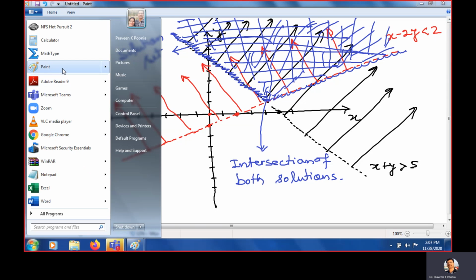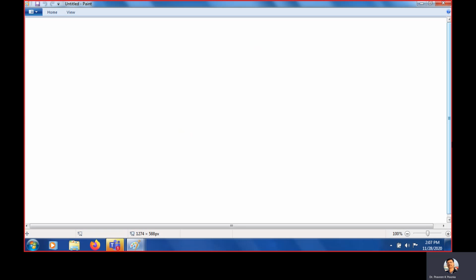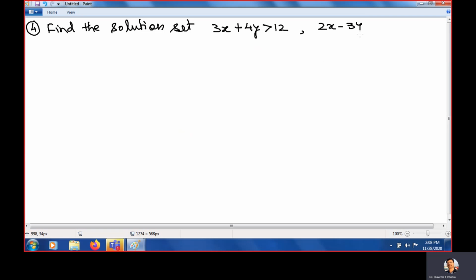Okay, so one more question we will solve and then finish. Let us choose one question from the book, question number 3, example number 4. Find the solution set: 3x, oh, the symbol is not given. Okay, let us choose positive. 3x plus 4y greater than 12. And another equation is 2x minus 3y, oh, this equation we have already solved. So let us choose 3x minus 2y less than 6. Okay, so we have changed the question.